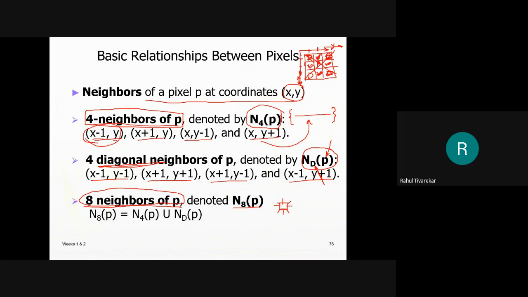These 8 neighbors will be nothing but the collection of all the neighbors which you have found in the 4 neighbors, and all the neighbors which you have found in the D neighbors. So if you find four neighbors and diagonal neighbors, then if you write all of them together, that becomes 8 neighbors. So N8 of p is equal to the union of the set containing four neighbors and the other set containing diagonal neighbors.